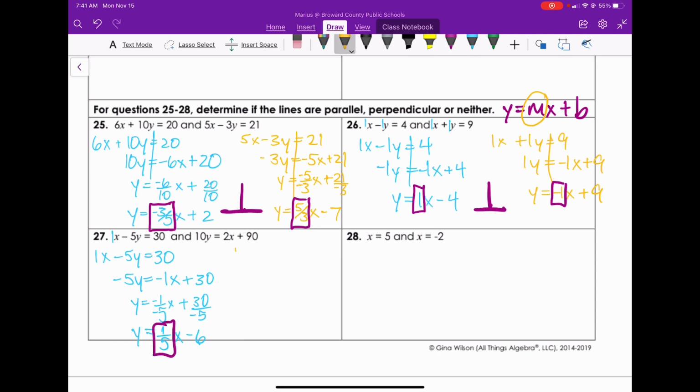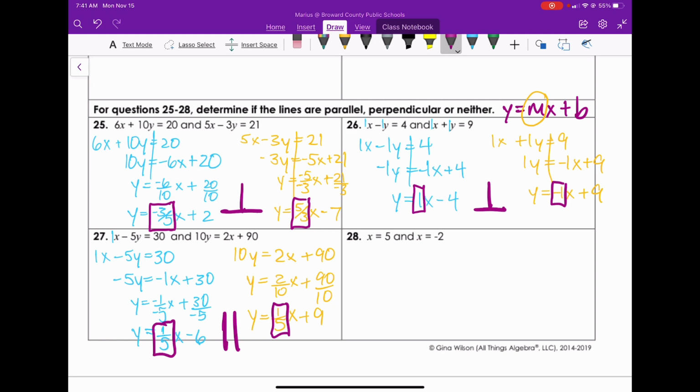Now the second equation, we have 10y equals 2x plus 90. The only thing we need to do here is divide everybody by 10. And then when we simplify that, that's going to make positive 1/5 x plus 9. And once again, we're only comparing the slopes. Remember, if the slopes are the same, that makes them parallel. So for number 27, the slopes are parallel.